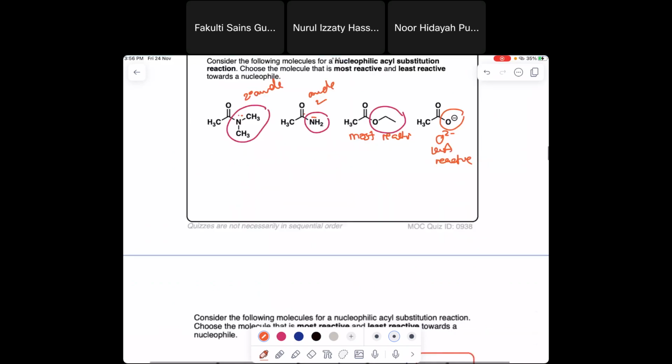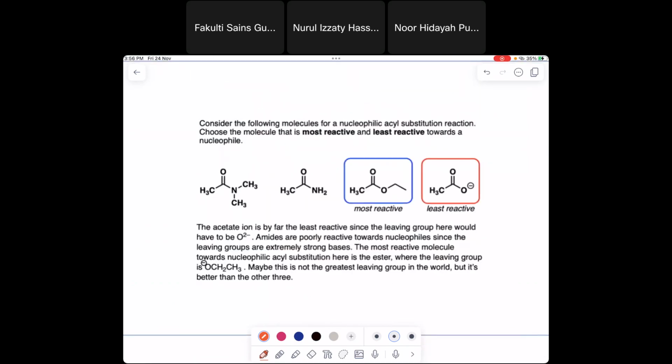Okay, so what kind of explanation that you can give? You boleh kata, of course lah, acetate ion here will be by far the least reactive because leaving group here will have to be O2 minus. And imide here are poorly reactive sebab they extremely strong bases, tapi between these two, of course, dia lebih better daripada secondary imide. And therefore, the most reactive molecule here is the ester kan, sebab you ada dikeluarkan OCH2CH3, okay. Tapi dia taklah the greatest leaving group, tapi of course dalam case ni dia lah yang paling baik, ester.